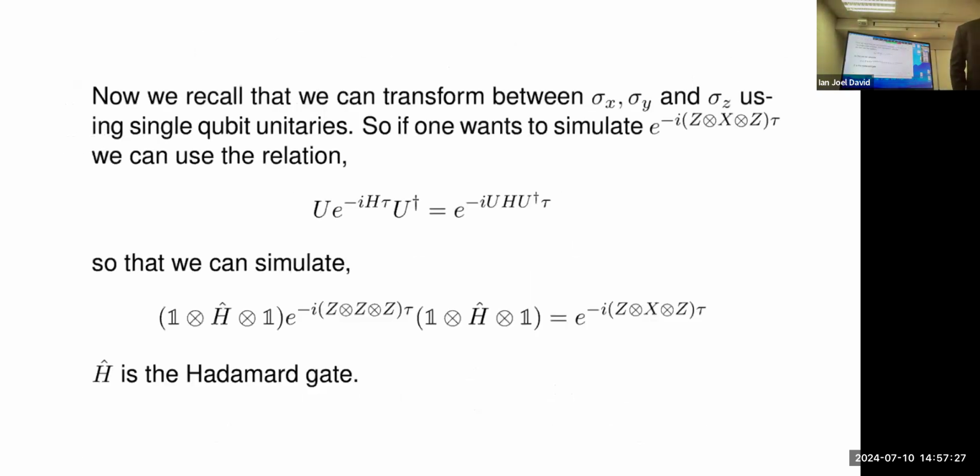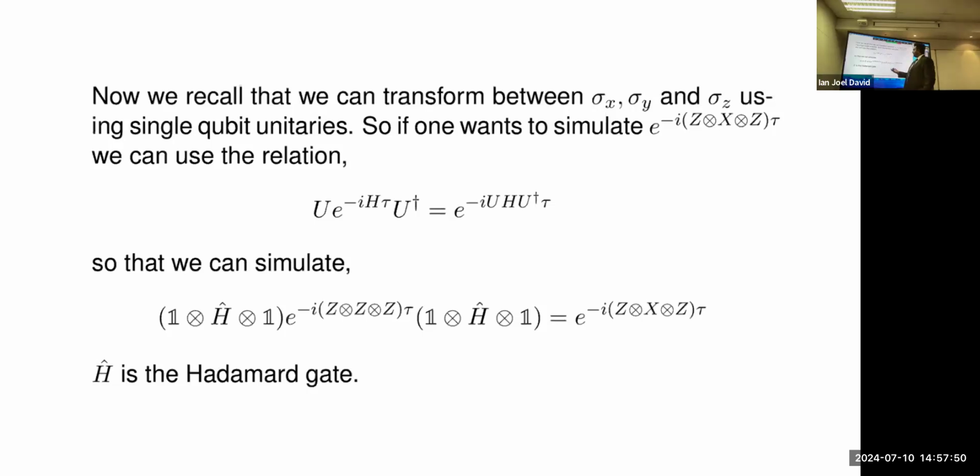But what do we want to simulate? Well, we may want to simulate something like X tensor I. So we need a way to modify this Hamiltonian, but we can do that with single qubit gates, because you have this relation here, which says that if you have U e to the minus i H tau U dagger, you can pull the U's into the exponent as a transformation of the Hamiltonian.